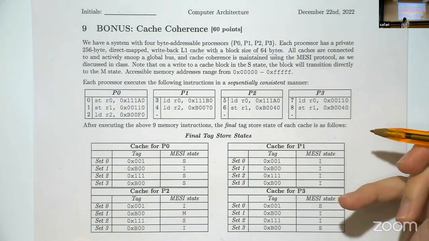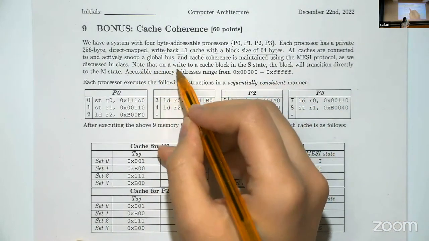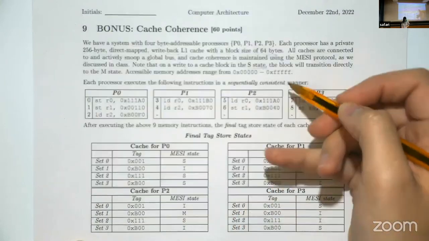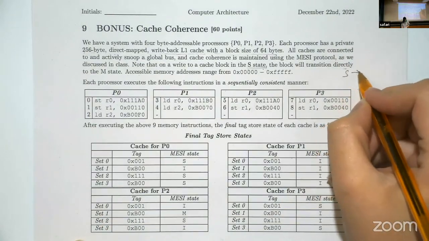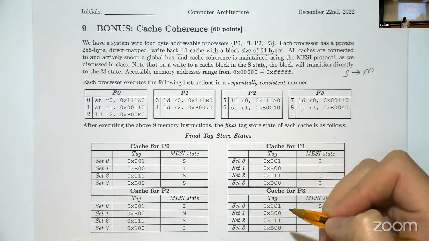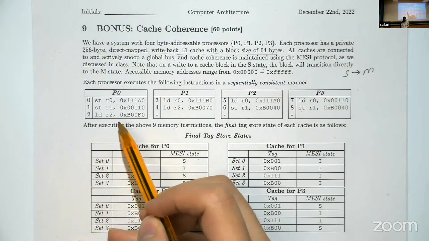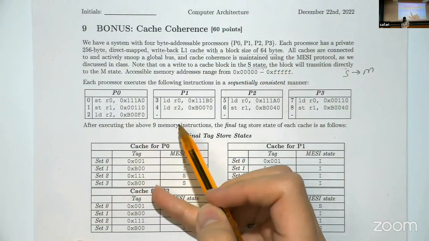Here we have a note. It says that when we write to a cache block which was in the S state, the shared state, the block will transition directly to the M state. This is good to remember during the question. Here you can see different instructions will be executed in different processors.